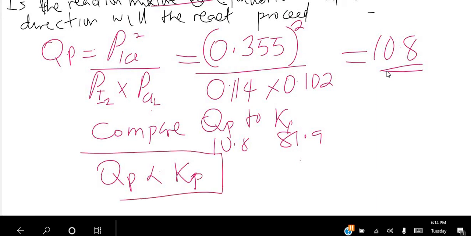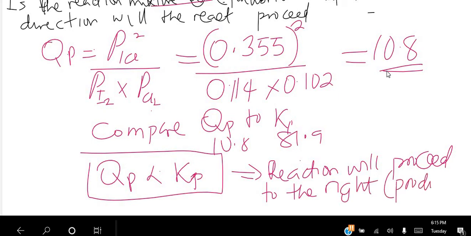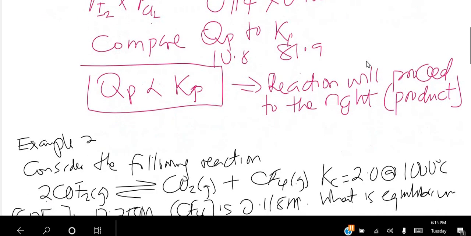Because our Qp is less than Kp, it implies that the reaction will proceed to the right. It means that the right is where we find the products. So it's going to proceed to the right, where we have the product.